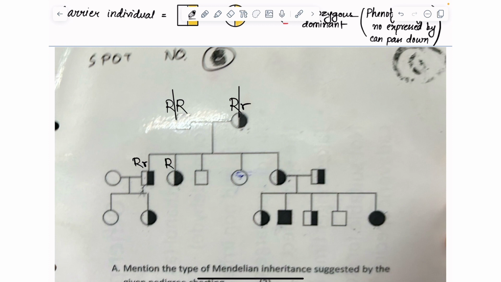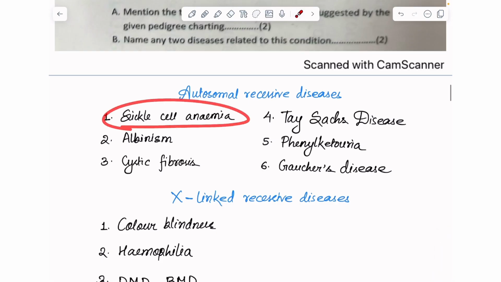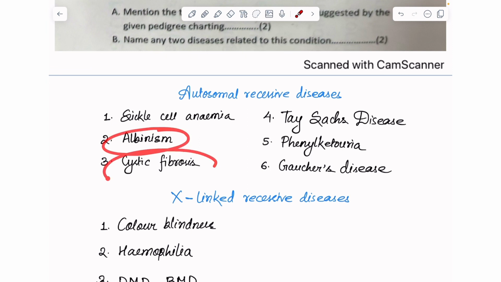For a carrier female, capital R from father, small r from mother. For an unaffected male, capital R from father, capital R from mother. Unaffected female, capital R from father, capital R from mother. For a carrier female, capital R from father, small r from mother. So yes, the offspring are possible, and this is your autosomal recessive inheritance. For autosomal recessive, you have sickle cell anemia, albinism, cystic fibrosis, Tay-Sachs disease, phenylketonuria, and Gaucher's disease.